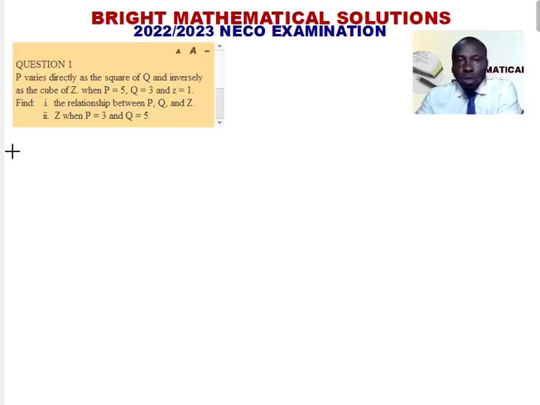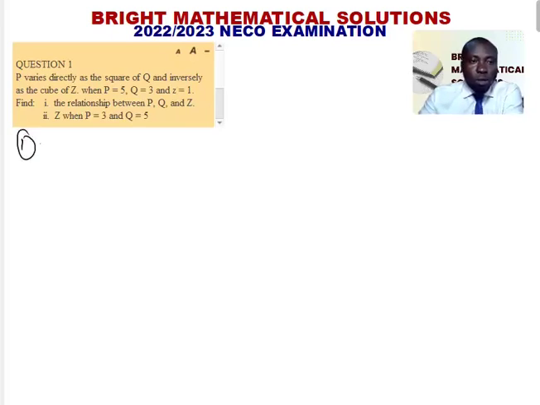Hello, this is question 1 of the 2022-2023 NECO examination. The question says: P varies directly as the square of Q and inversely as the cube of Z. When P equals 5, Q equals 3, and Z equals 1. Find the relationship between P, Q, and Z. And 2, find Z when P equals 3 and Q equals 5.